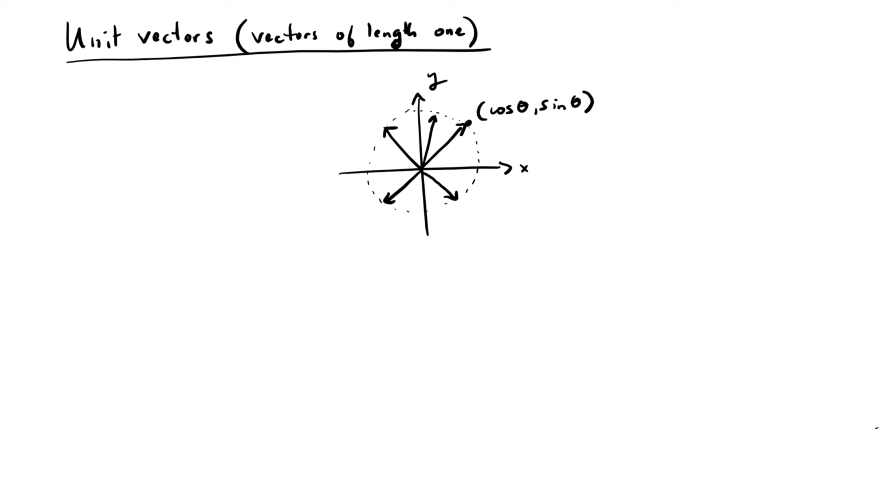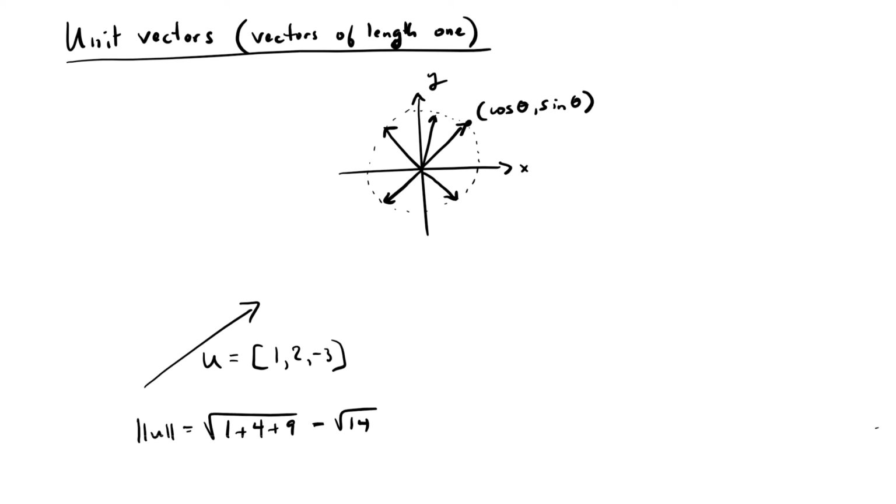Now, maybe let's consider something. Imagine I've got a vector u, okay, I don't know, with coordinates, I'm creating numbers here, 1, 2, minus 3, okay, so that's vector u. I could easily calculate its length, its norm, so that would be square root of 1 plus 4 plus 9, so that's square root of 14.